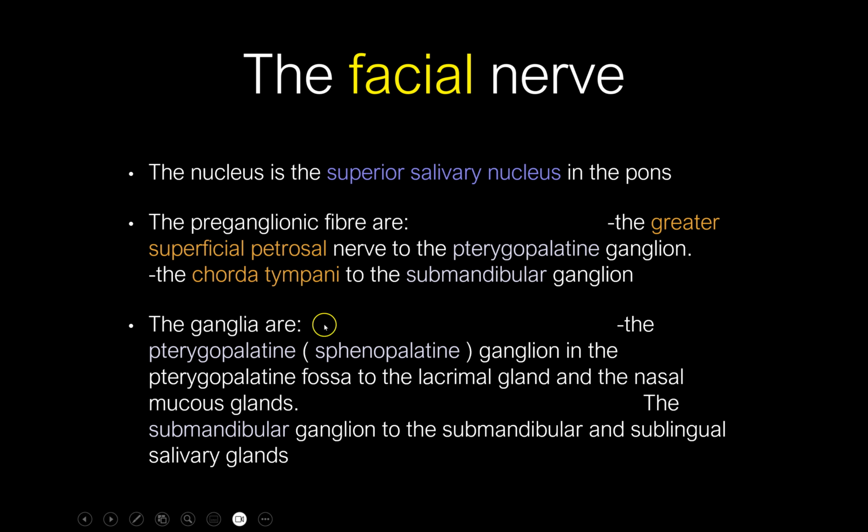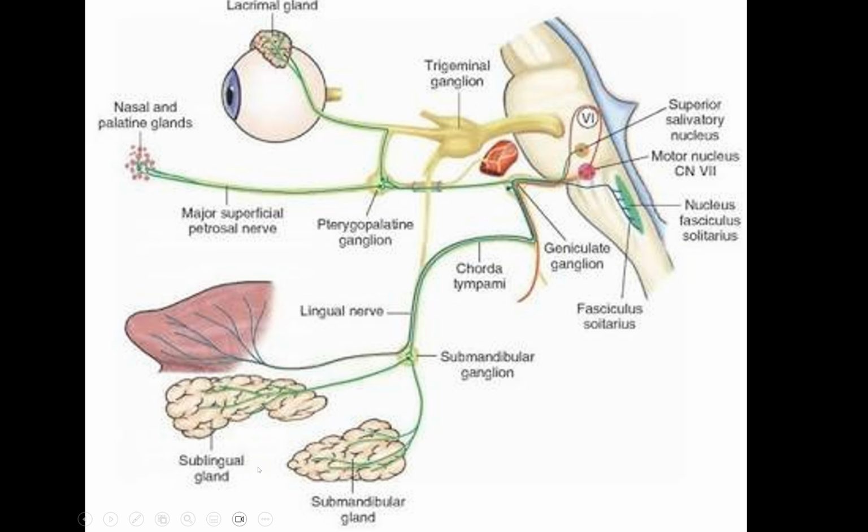So the ganglia are the pterygopalatine ganglion in the pterygopalatine fossa going to the lacrimal gland and nasal mucosa, and the submandibular ganglion, submandibular, sublingual, salivary glands. So the facial nerve, the parasympathetic part: nucleus superior salivary, preganglionic fibers, greater superficial petrosal nerve and chorda tympani. Greater superficial petrosal nerve going to the sphenopalatine ganglion to the lacrimal gland and nasal mucosa, and the chorda tympani, submandibular ganglion, submandibular, sublingual, salivary glands. You'll see this picture.